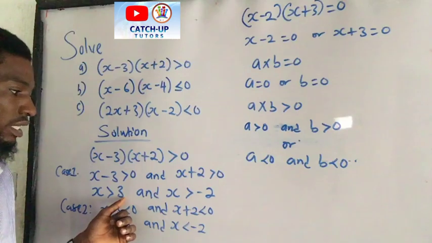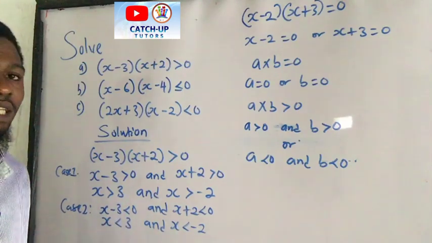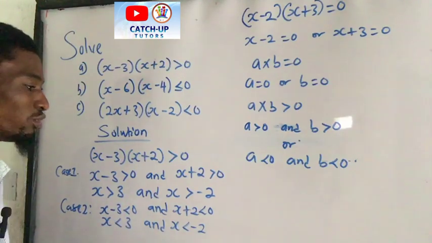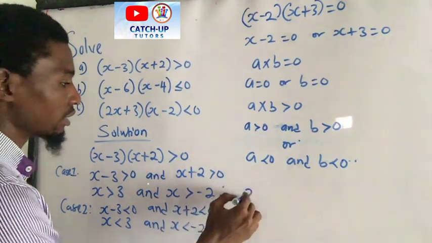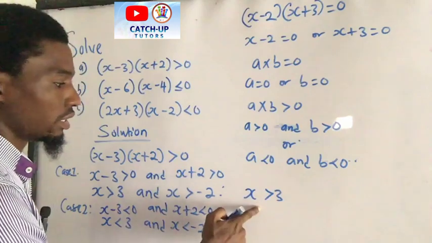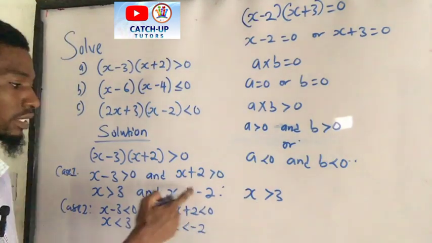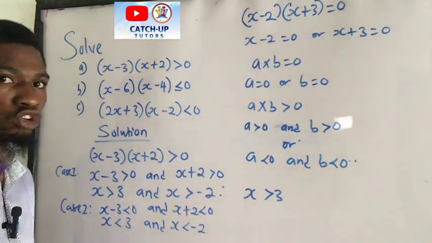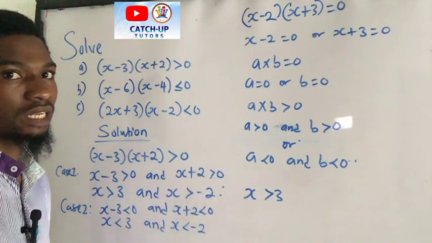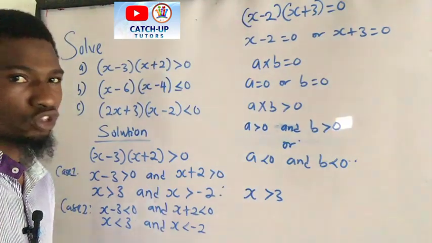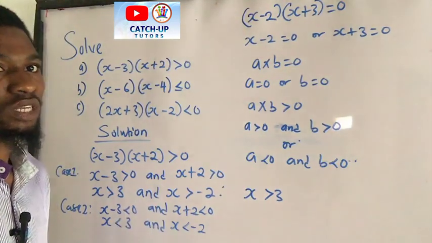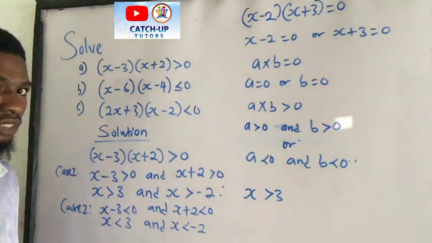For x to be greater than 3, automatically x is greater than minus 2 already. So we choose x greater than 3 here, instead of x greater than minus 2, because all numbers greater than 3 are greater than minus 2. But not all numbers greater than minus 2 are greater than 3.